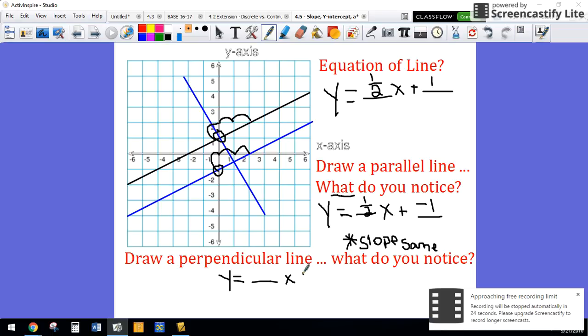Times x plus b. My b is 2, so my y-intercept is different, and my slope this time I'm going to count down 2 and to the right 1. So it's negative 2 over 1. Again, I would love for you guys to do this multiple times and create a discovery on your own. But when it's perpendicular, your slope is the opposite reciprocal. Hope this helps.